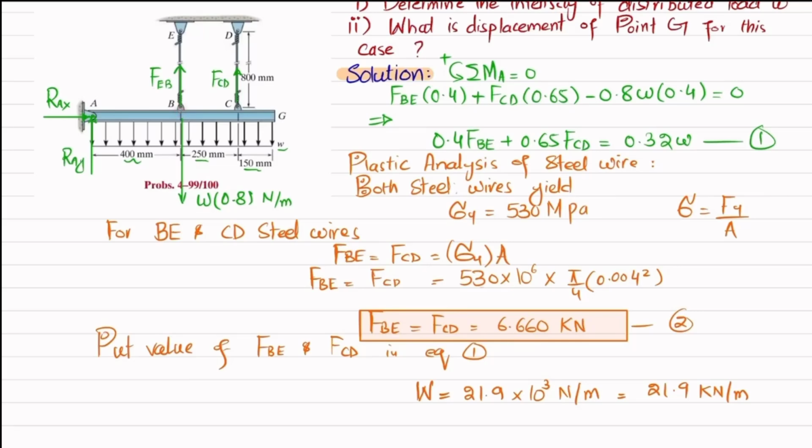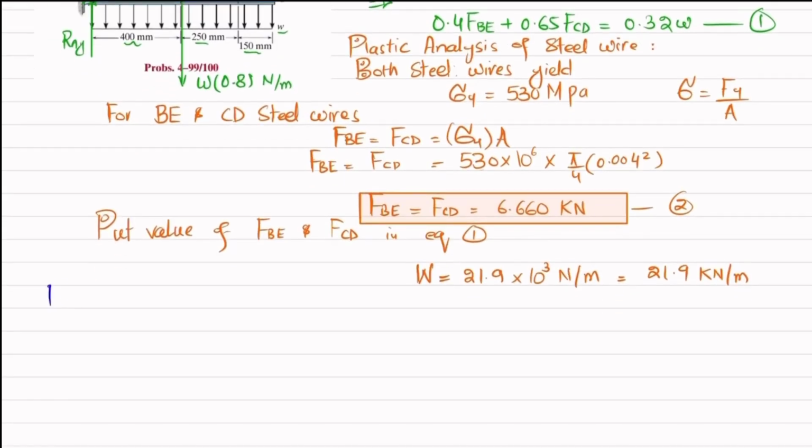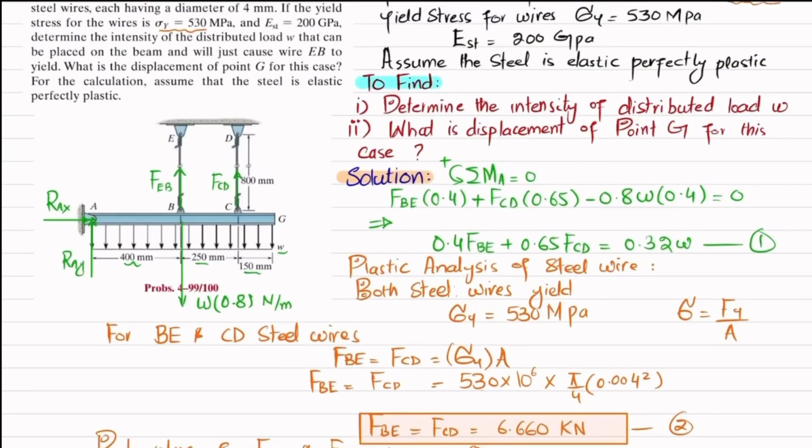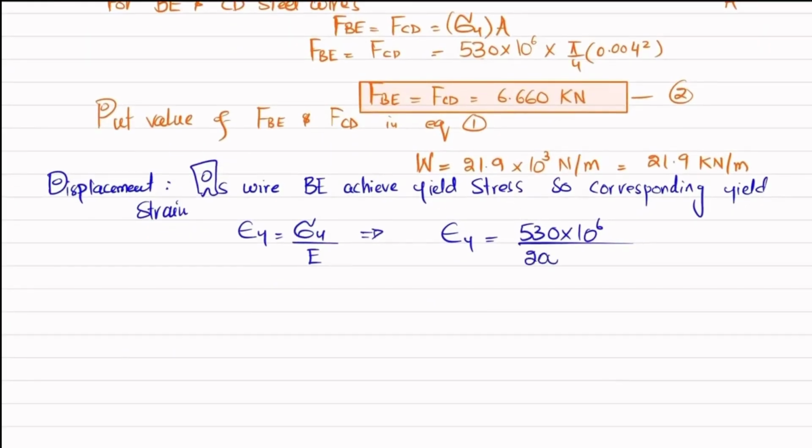Clear? So how will we find this displacement? Let me write first, displacement. As wire EB or BE achieves yield stress, the corresponding yield strain will be this one, and we know that this will be equal to yield stress over modulus of elasticity. So you can just put in the values. Yield strain is equal to 530 × 10^6 divided by modulus of elasticity, which is given as 200 gigapascal, so 200 × 10^9.